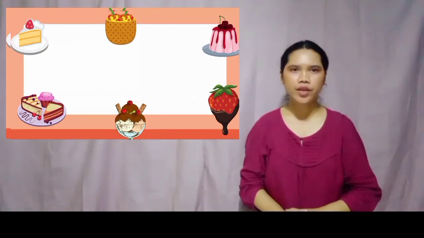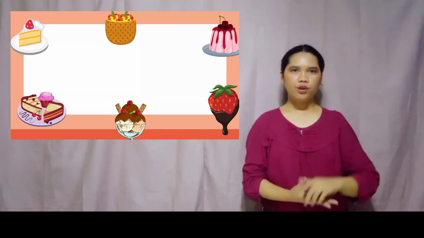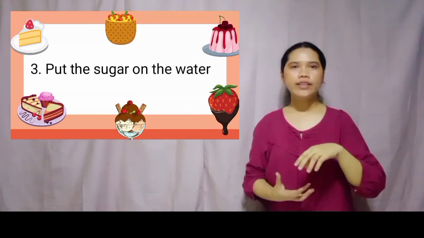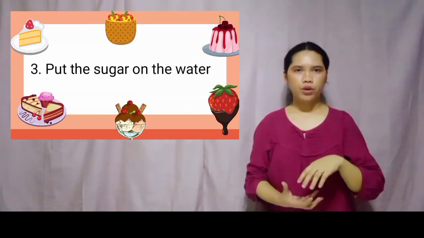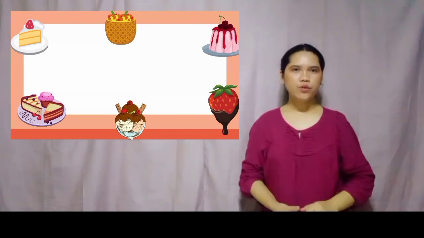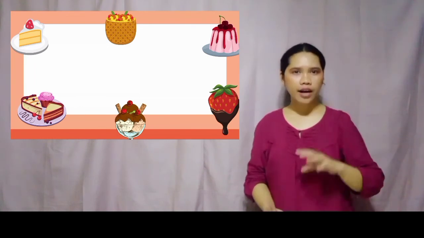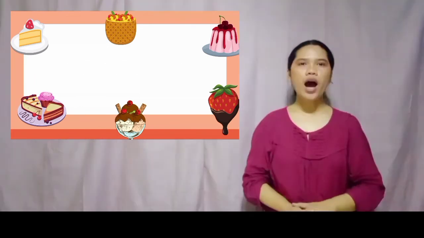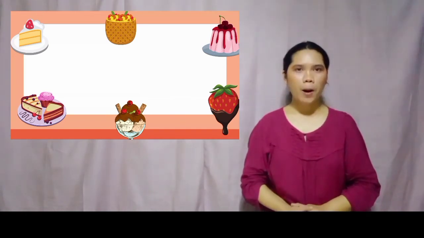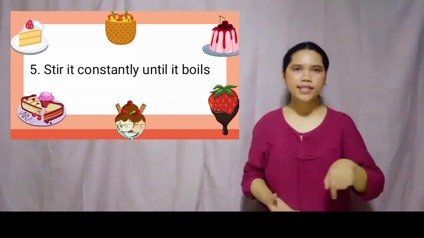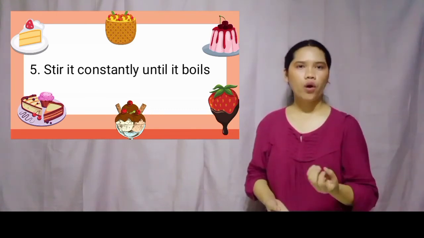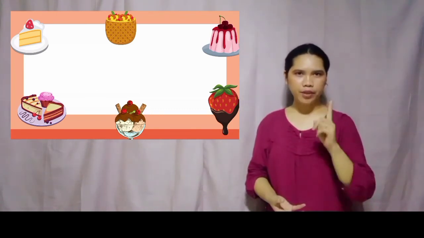What is the third step? Okay, so put the sugar in the water. Okay, so you have to add the gulaman powder. You have to stir it constantly while cooking until it boils. Okay? Remember that?